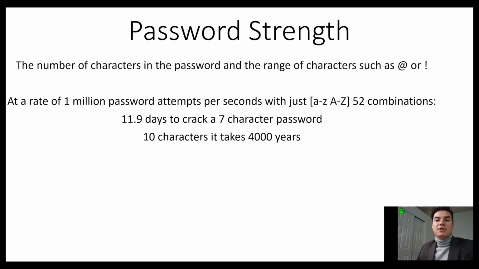Password strength. So the number of characters in the password and the range of characters or combinations. So a 7-character password is going to take about 11.9 days to crack at 1 million password attempts per second. Now a 10-character password could take 4,000 years because the results are just exponential as you increase the length of a password.